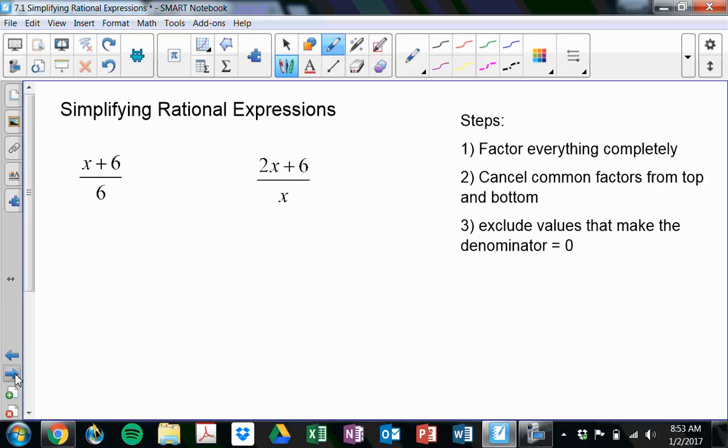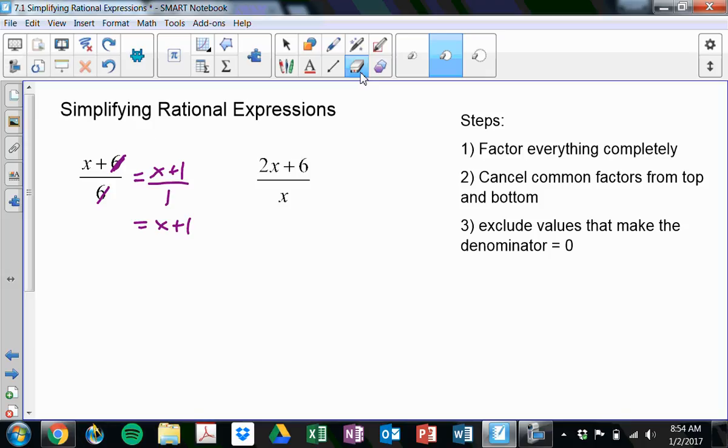So now let's start simplifying. Here's the most common mistake with simplifying these. Students will see the 6 on top and bottom, and they'll try and cancel them like this to get x plus 1 over 1, which would just be x plus 1. You are not allowed to do that. You can't cancel just little bits and pieces of things. You have to cancel whole entire factors.